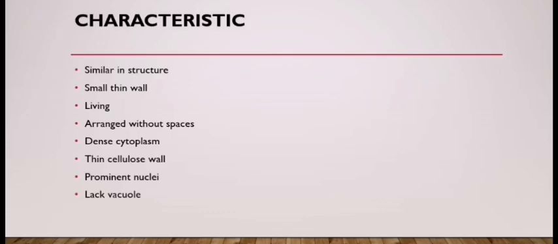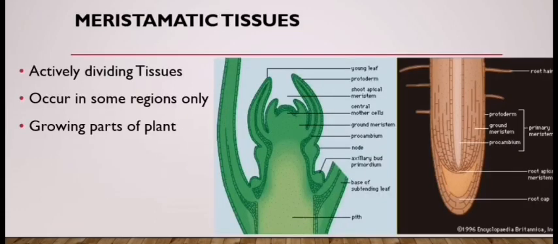You can mention the characteristics. They have thin walls, they are living, and they are arranged without spaces. They have very dense cytoplasm, thin cellulosic walls, prominent nuclei, and they do not have any vacuole. Meristematic tissues do not have any vacuole. So they can ask this in assertion and reason questions or true and false questions, whether meristematic tissues have vacuoles or not. Meristematic tissues do not have vacuoles.